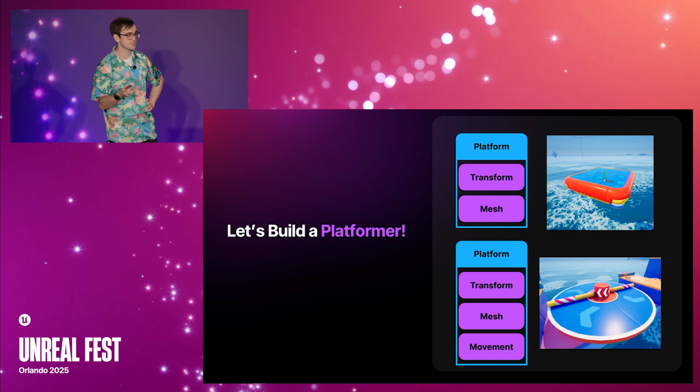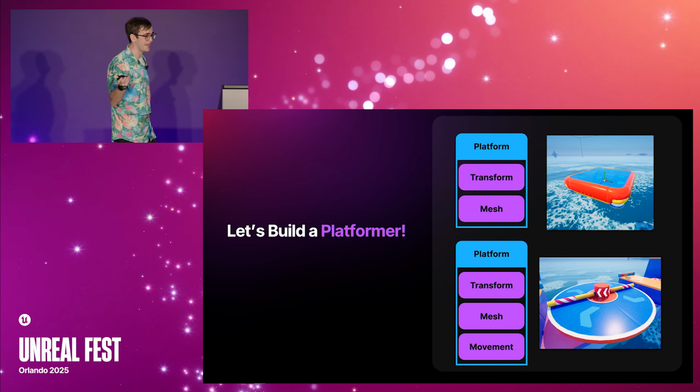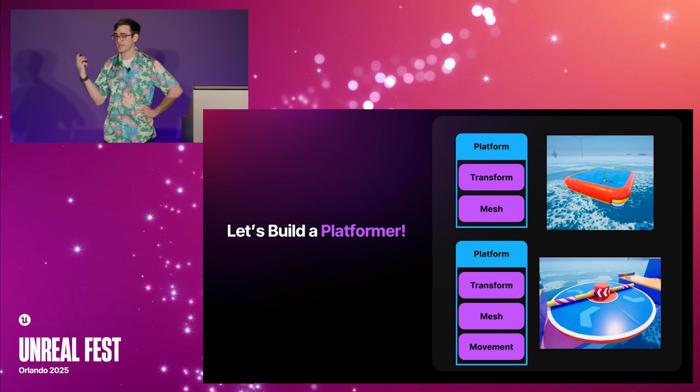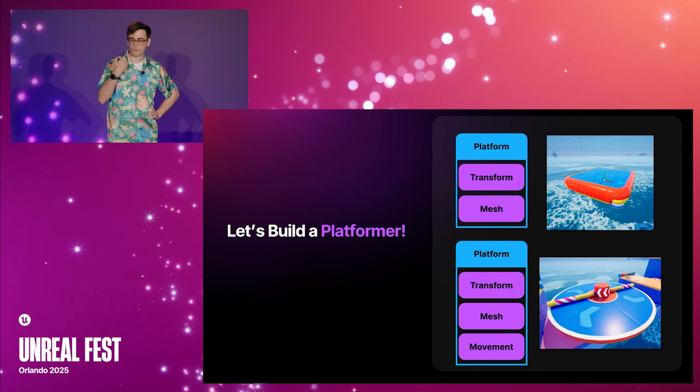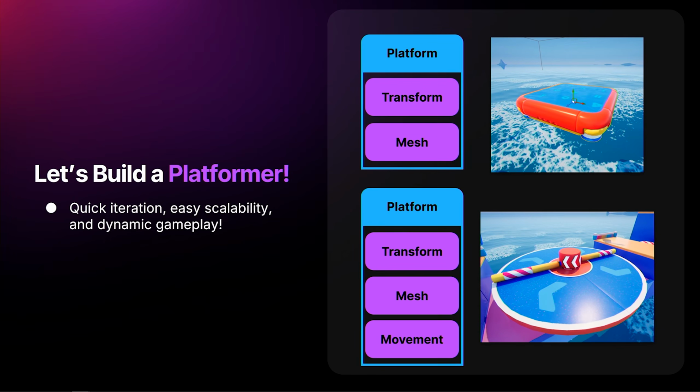What if you want them to damage the player when they stand on it? Okay, add some sort of damage player component. Maybe they explode, maybe they spawn NPCs. All these things are possible through adding components, through adding behaviors. You don't have to make specific Verse devices for each of these. You can just add them on the fly and then save them as prefabs to build very quickly. So we get quick iteration, easy scalability, dynamic gameplay.